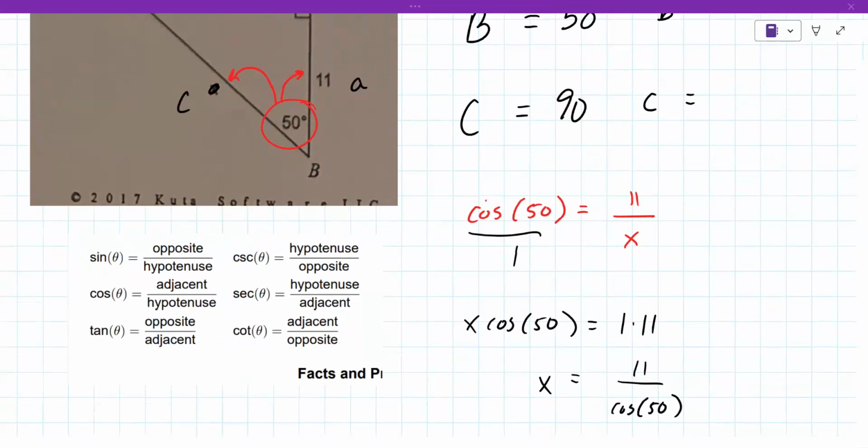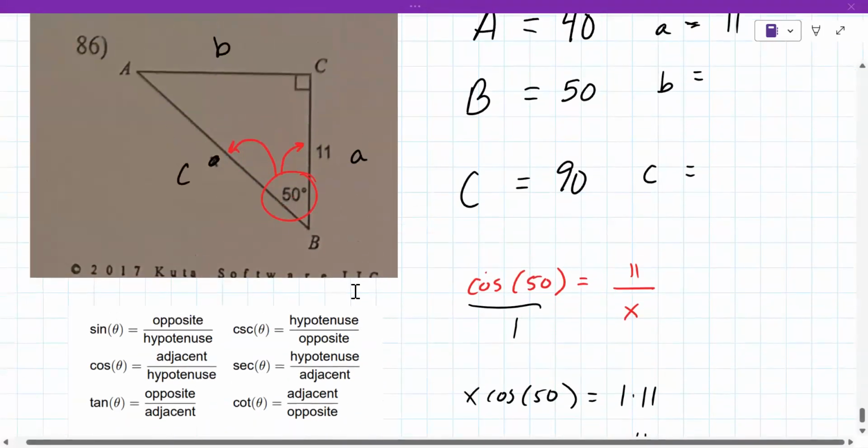So go ahead and plug that in. Let's make sure we get the same result here. Let me know what you've got. I got 17.1. Good. And it's C, the hypotenuse, so it should be bigger than A. So we'll go 17.1 there.